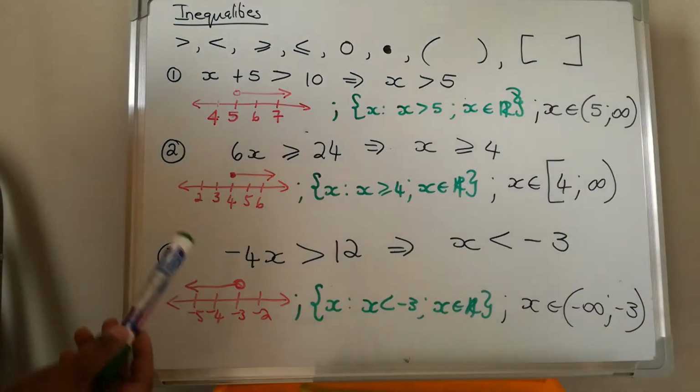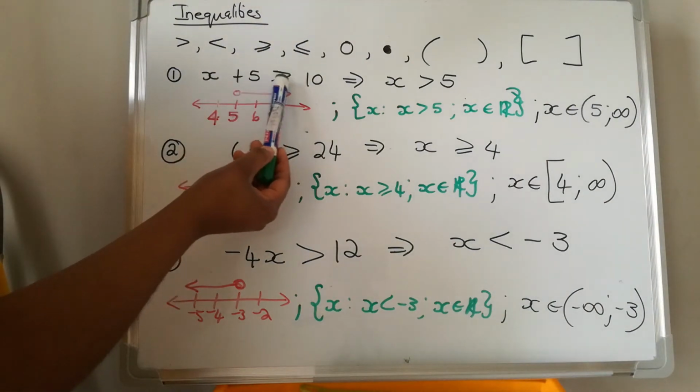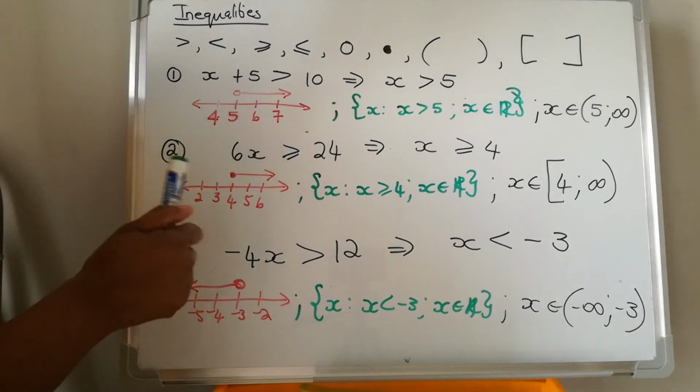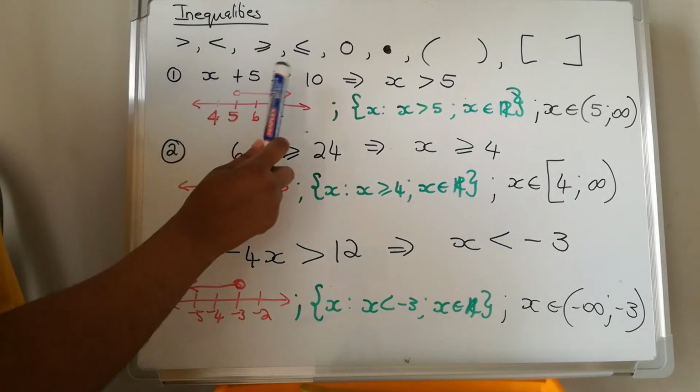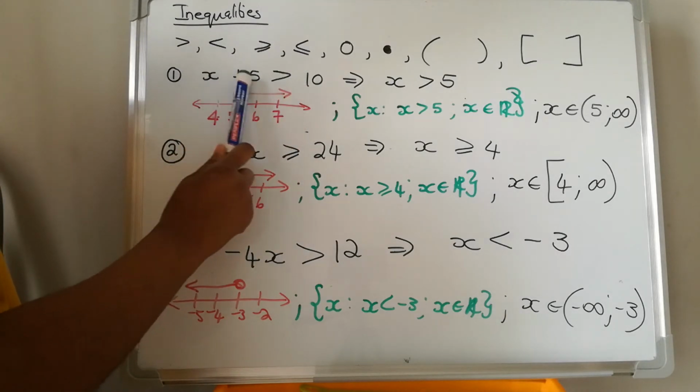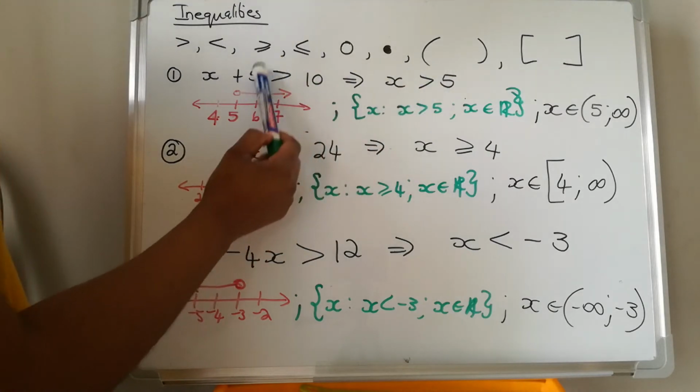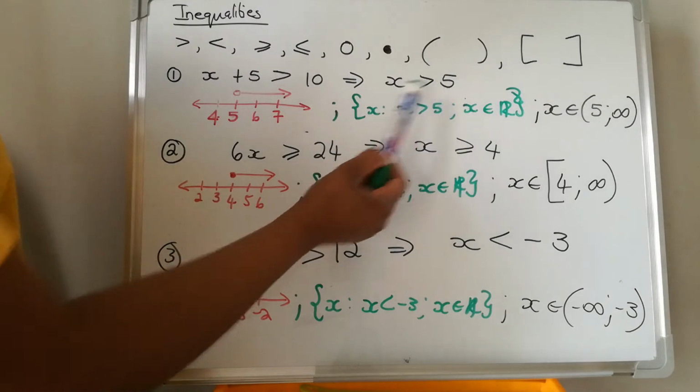If, for example, you have x plus 5 is greater than 10, you would solve it as you would if this was an equal sign. So if it was an equal sign, it would be x is equals to 5, right? But now here you have this inequality, so x is greater than 5.